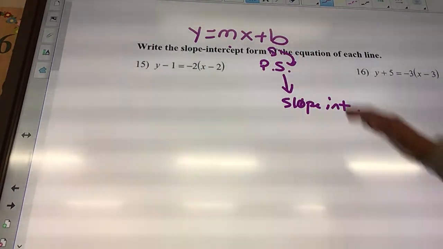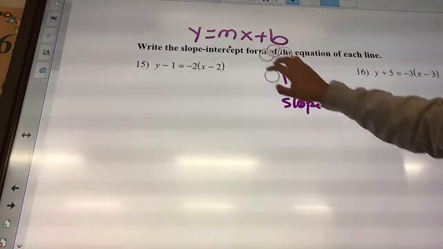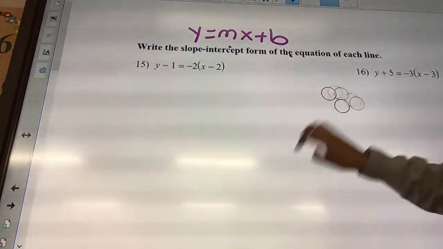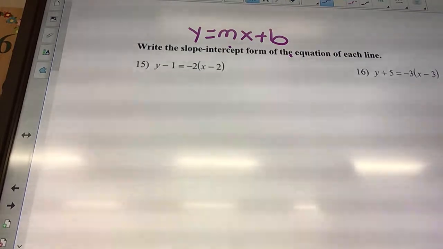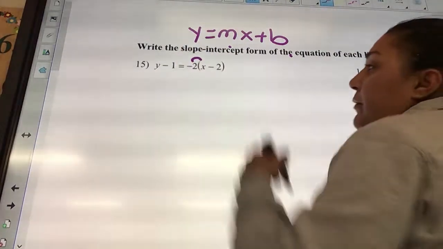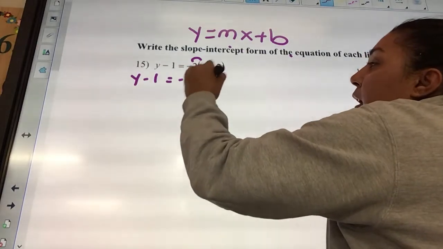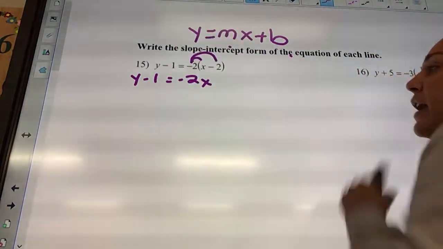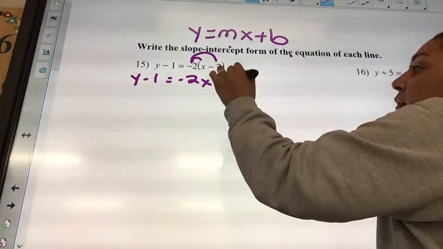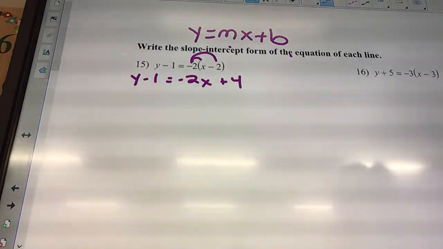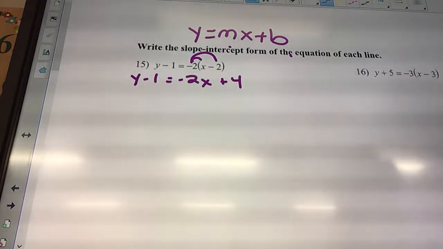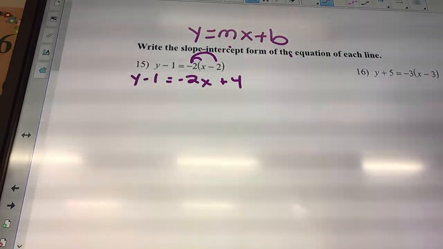So we want to get the y all by itself. So our first step is going to be to do what? Okay, and it's going to be to distribute. Negative 2 times x is going to be negative 2x. Negative 2 times negative 2 is going to be positive 4. Okay, so we're going from point slope to slope intercept.